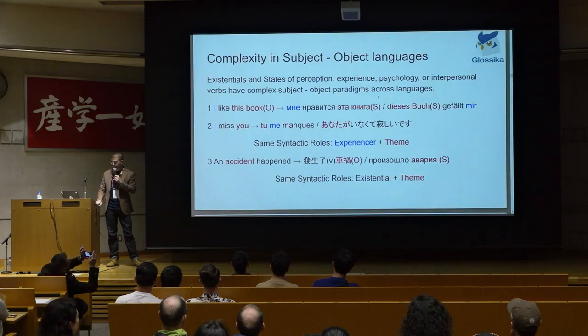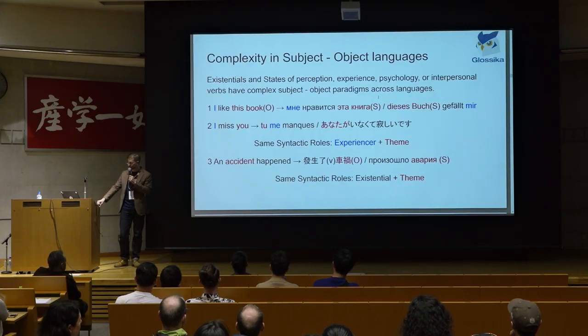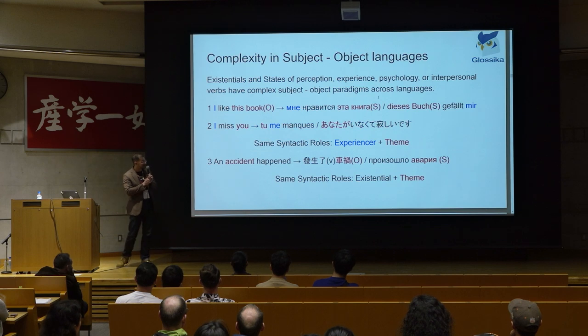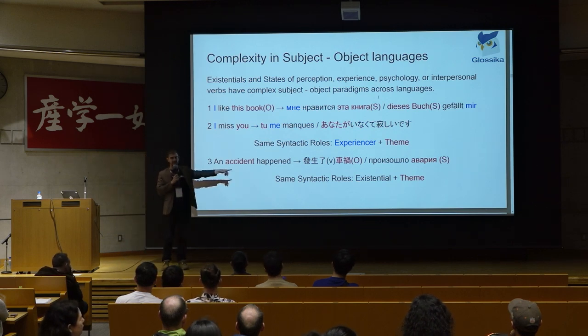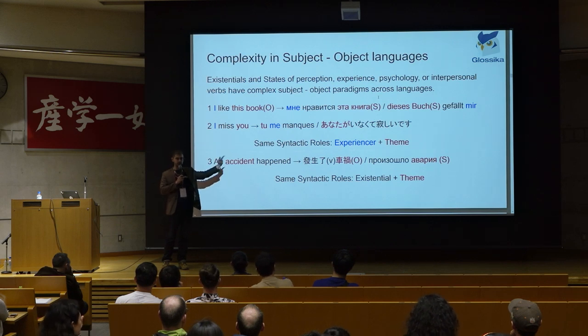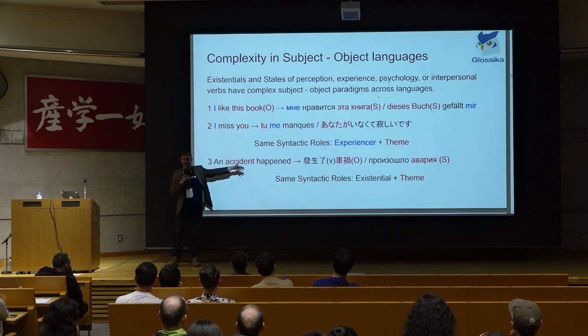An accident happened. 发生了车祸. Again, here, avaria is not avariu. That would make it accusative. But something happening is not necessarily accusative. But Russians will always say avaria after the verb, the same way that the Chinese say 发生了车祸 after the verb.